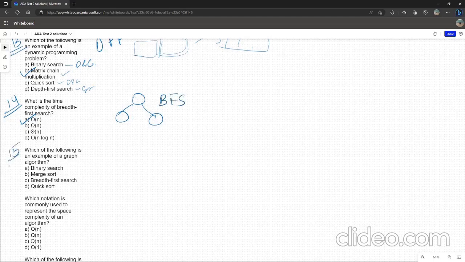15th question of this test is, which of the following is an example of graph algorithm? We have seen binary search is our divide and conquer. Merge sort is also divide and conquer. Quicksort can also be using divide and conquer. So BFS, as we have seen here, is a graph algorithm.